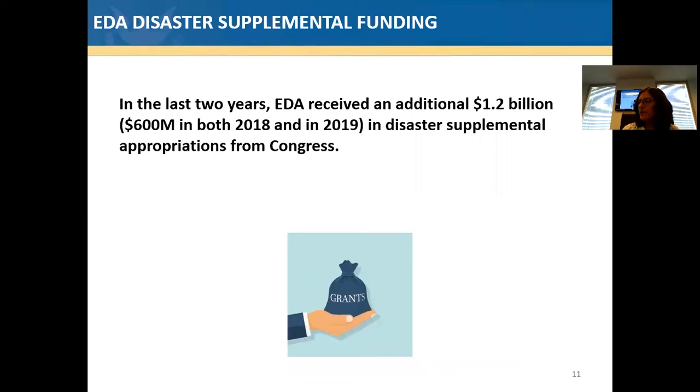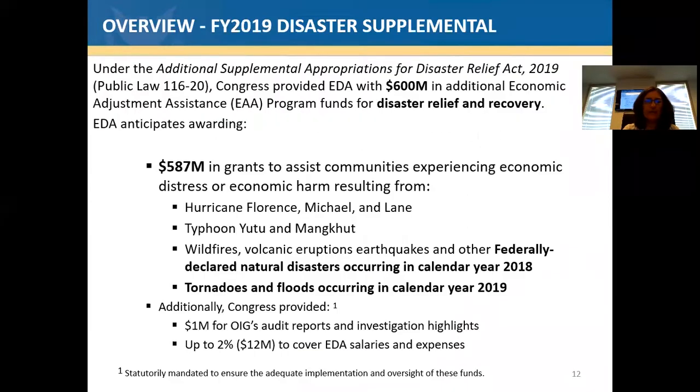And the third way in which we help is through disaster supplementals. Since the early 90s, EDA has received a total of $2.5 billion in disaster supplemental appropriations. Of this, $1.2 billion was received over the last 2 years. We are continuing to make awards on our 2018 supplemental that covers 2017 disasters as we launch the application process for our new 2019 disaster supplemental.